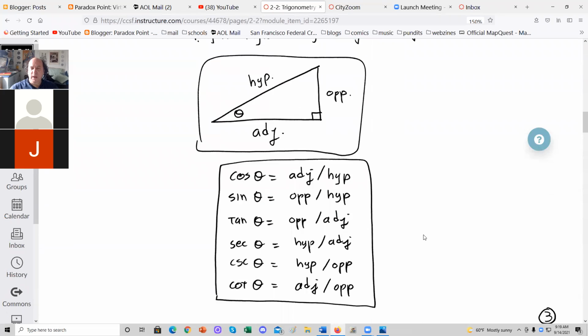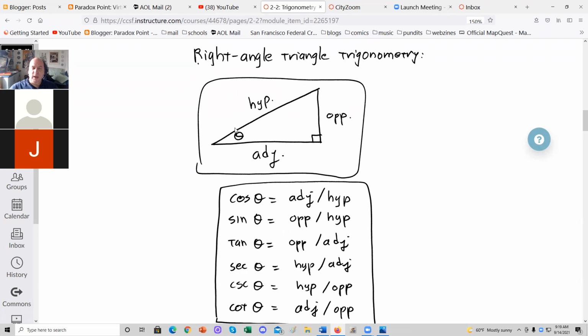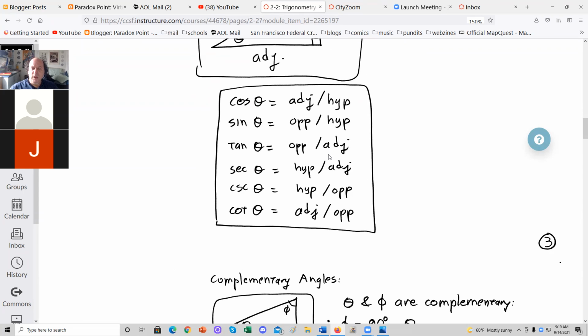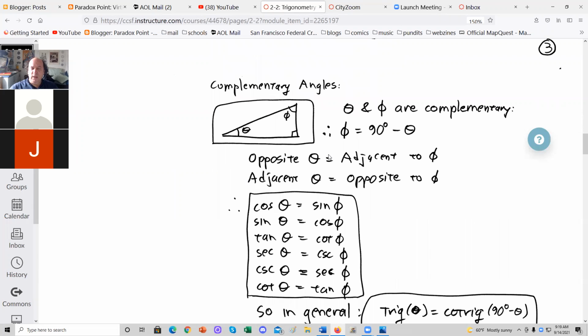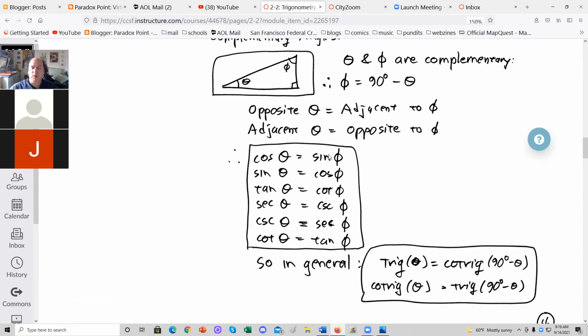Now, if you look back up here, opposite theta is adjacent to phi, adjacent to theta is opposite to phi, and hypotenuse is hypotenuse to both. So therefore that swaps cosine and sine. Cosine theta is sine phi, sine theta is cosine phi.